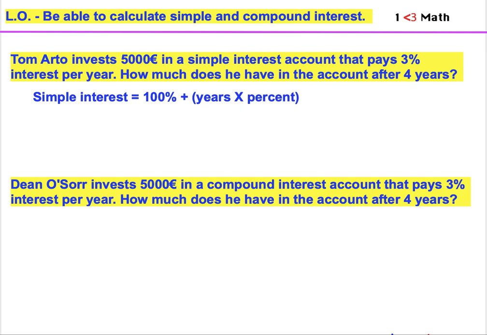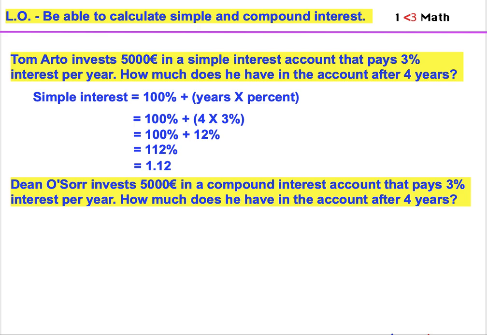So the years times the percent, well, he's leaving the money there for 4 years and the percent is 3%. So the calculation that we're going to do to find our multiplier is going to be 100% plus 4 times 3%. So that's 100% plus 12%, which is 112%, because he's getting 4 times 3% extra. So 112% as a multiplier is 1.12.